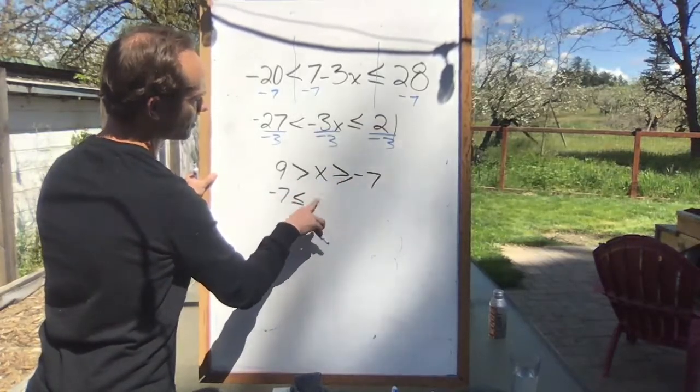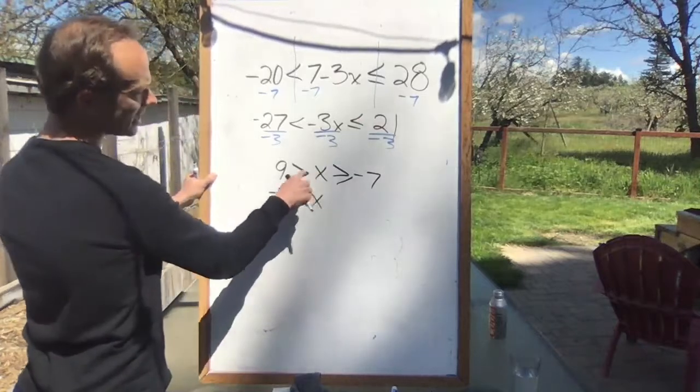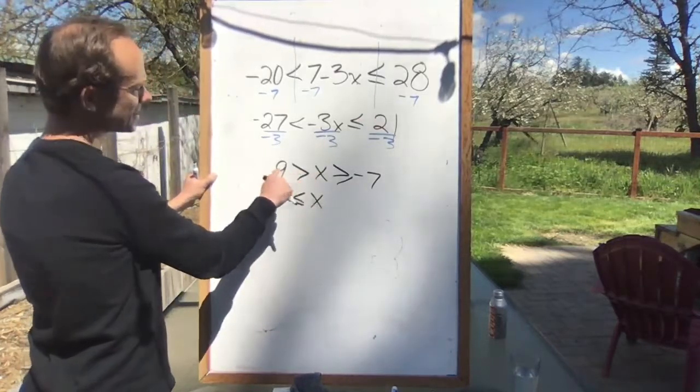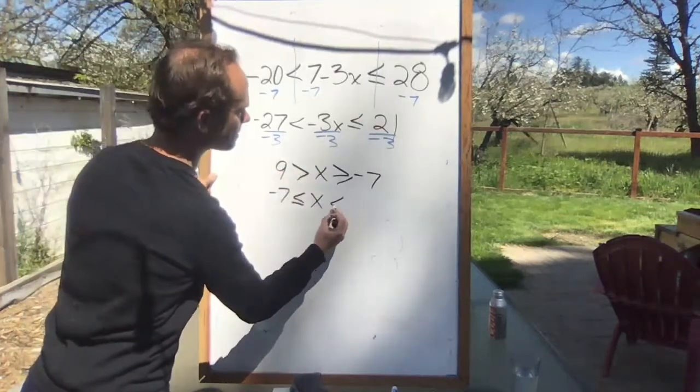Oh, geez, come on, you're good. And I need x to be less than 9, right? Because it says that 9 is bigger than x.